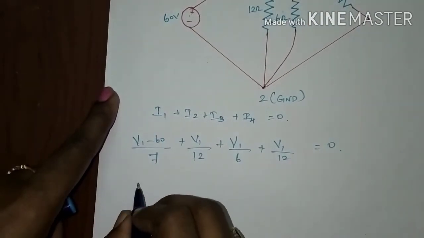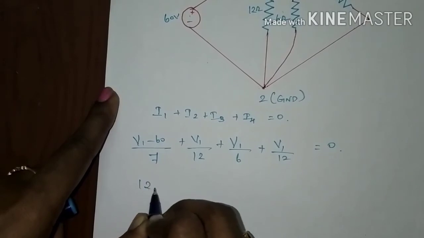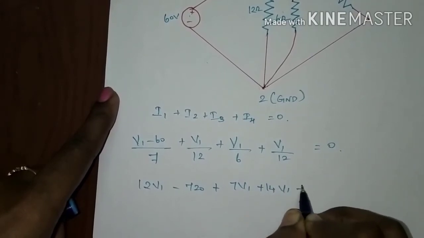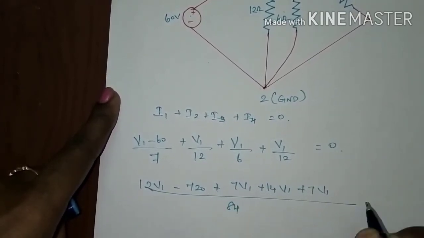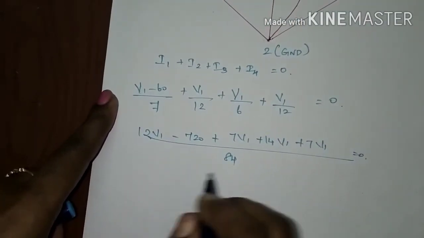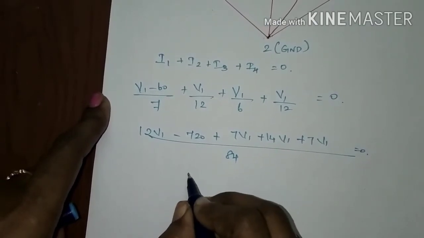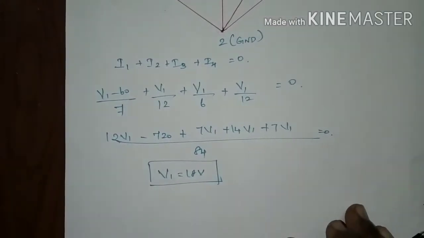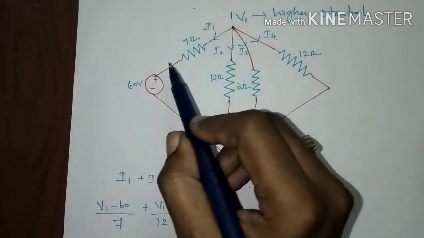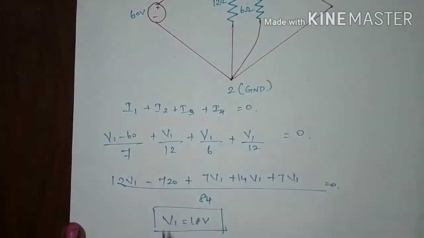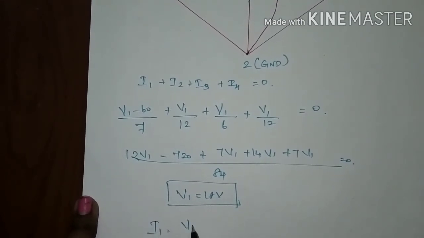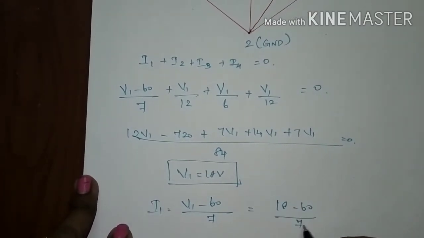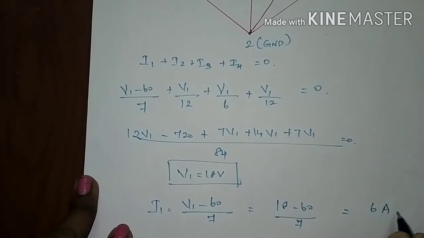So this equation can be rewritten, by using calculations, as 12V1 minus 720 plus 7V1 plus 14V1 plus 7V1 divided by 84, your LCM value. So on doing this calculation, you will get the V1 value as 18 volt. Now find out the value of I1. You got the value of V1, right? So I1 is equal to (V1 minus 60) divided by 7. Your V1 value is 18, minus 60, divided by 7. You will get the I1 value as 6 ampere.